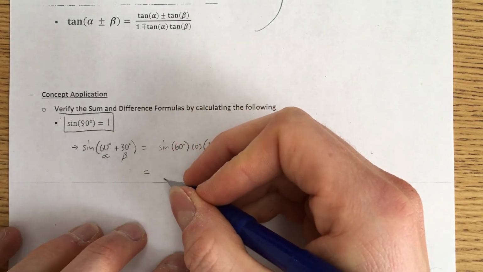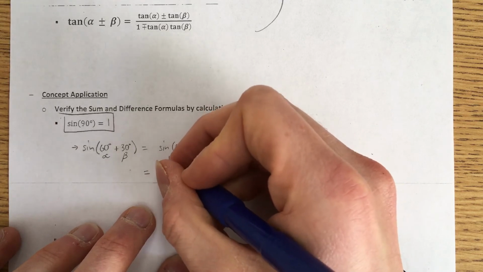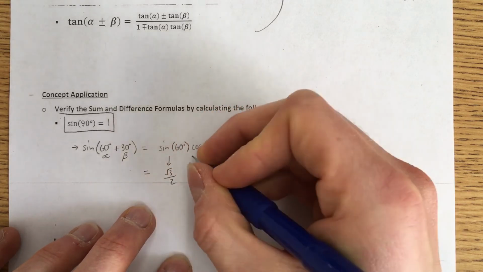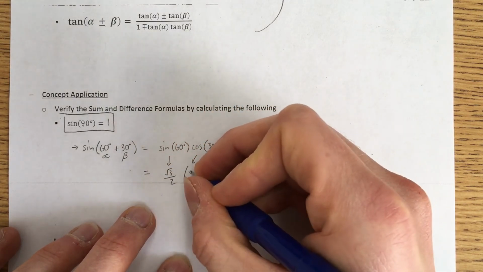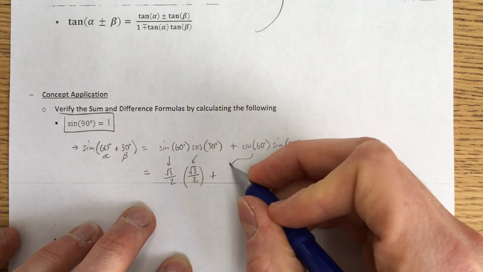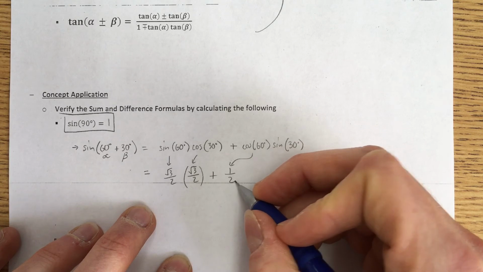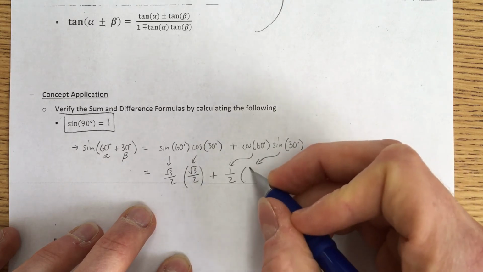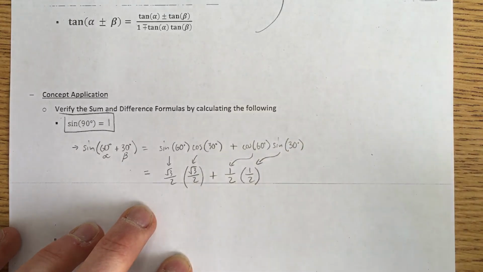Sine of 60 from the unit circle would give us square root of 3 over 2. Cosine of 30 is also square root of 3 over 2. Cosine of 60 is 1/2. And sine of 30 is also 1/2.